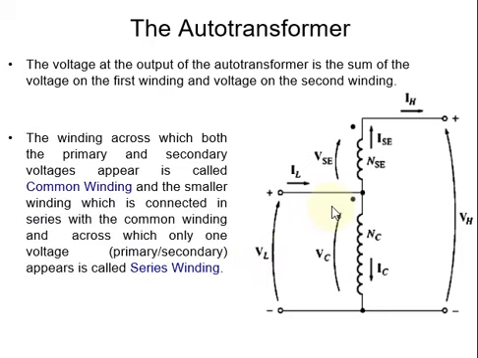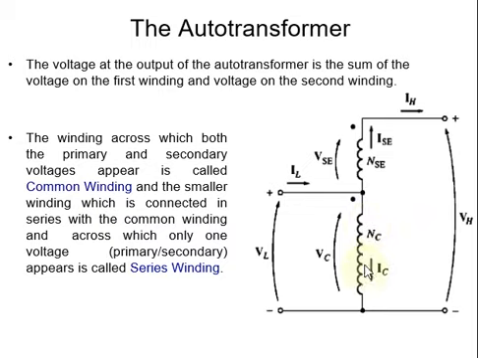So in this case we can see that VL is the input voltage and VH is the output voltage. This voltage VH is the sum of VL and VSE. VSE is basically a series voltage across a series inductor winding. So this is the series winding, and then there is a common winding.